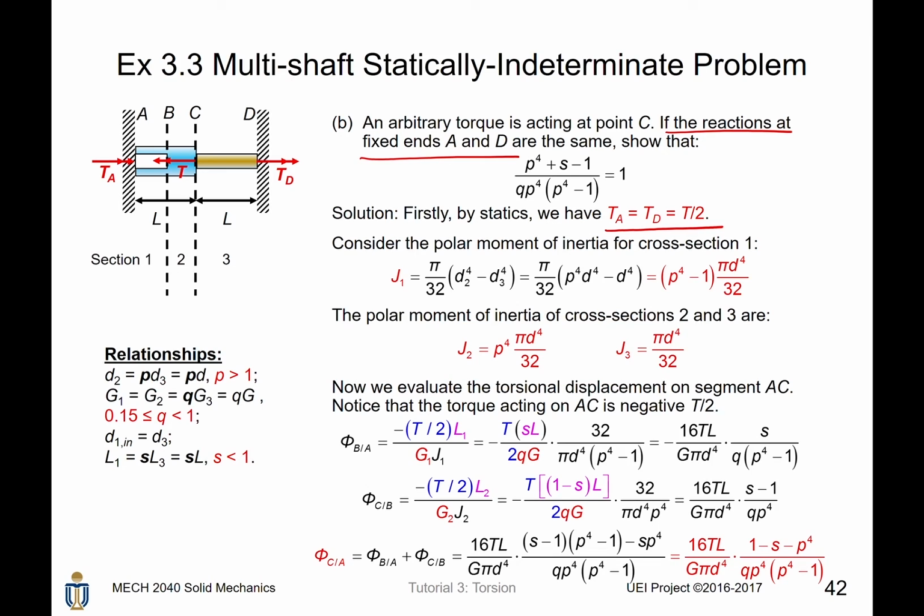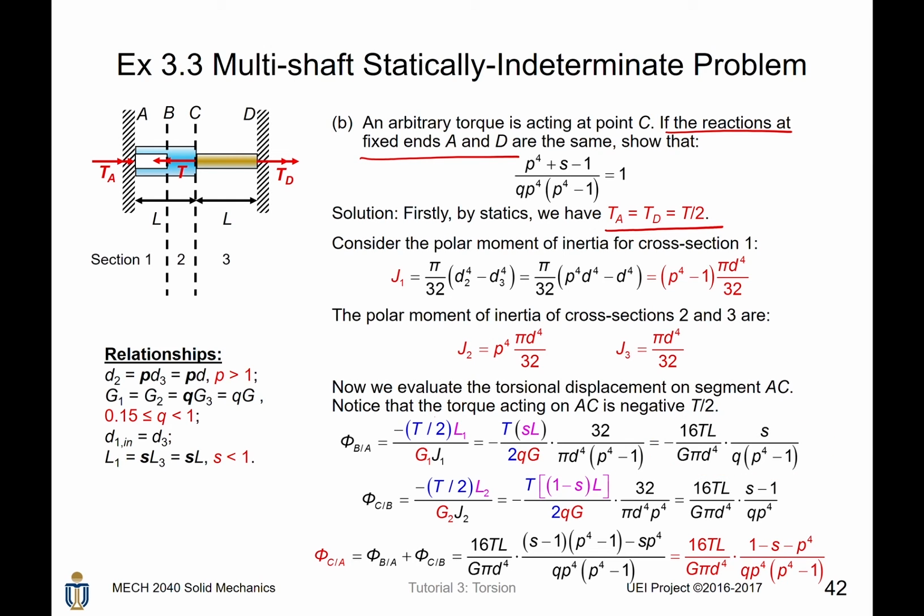Now we evaluate the torsional displacement on the segment AC. Similar to what we did previously, we first find the relative displacement of B relative to A, then find the torsional displacement of C relative to B. You substitute the torque into it, as well as the length, modulus and the cross-sectional properties. Then you find the torsional displacement of B relative to A equals this.